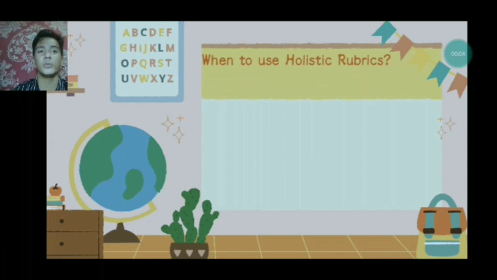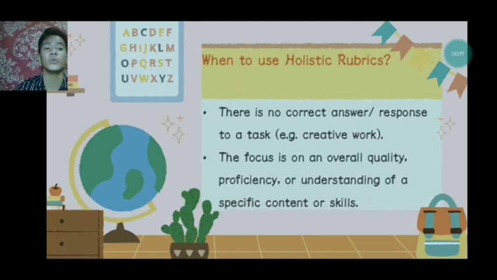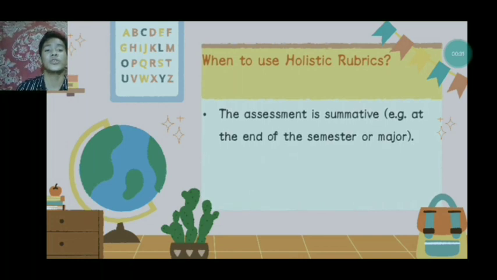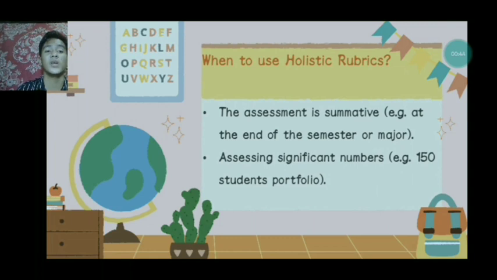So, when to use holistic rubrics? You will use holistic rubrics when there is no correct answer or response to a task. For example, creative work. Also, you will use holistic rubrics when the focus is on overall quality, proficiency, or understanding of a specific content or skills. Then, you will use holistic rubrics when the assessment is summative. For example, at the end of the semester or major. Then, you will also use holistic rubrics when assessing significant numbers. For example, 150 students' portfolios.